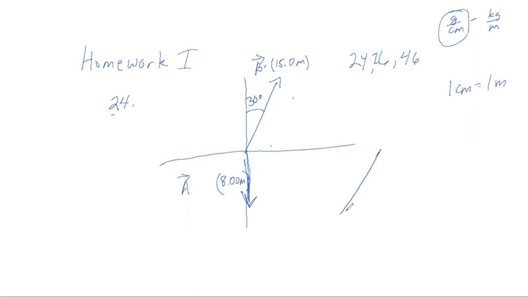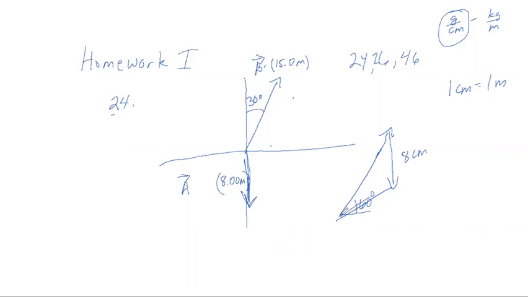And you'll take your ruler and protractor, and you'll make sure this is 60. And you'll do, say, 15 centimeters this way. Then you're going to make sure this goes straight down 8 centimeters. And then you'll add them tip to tail here. You want that guy. So then you'll get some kind of angle here.